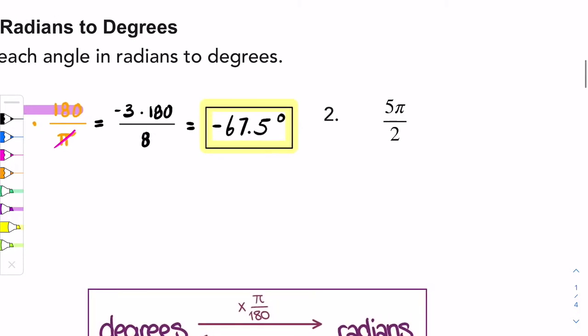Number 2, we have 5 pi over 2. I know it's in radians because I see the pi symbol. So in order to eliminate that, I'm going to multiply it by 180 over pi. Right away, I can cancel those values of pi.